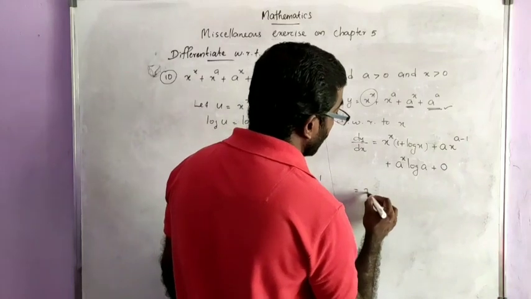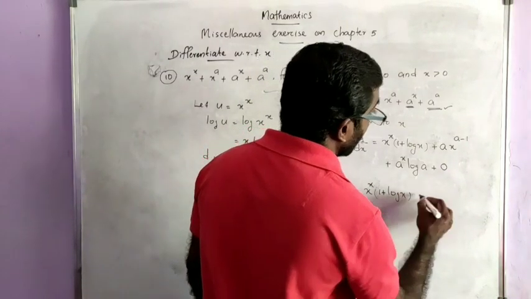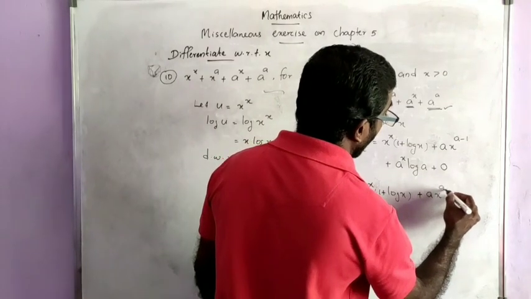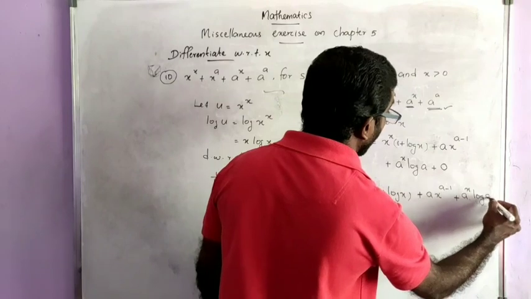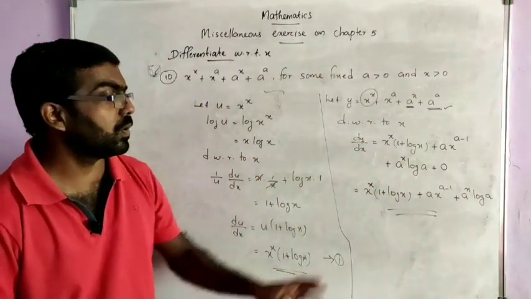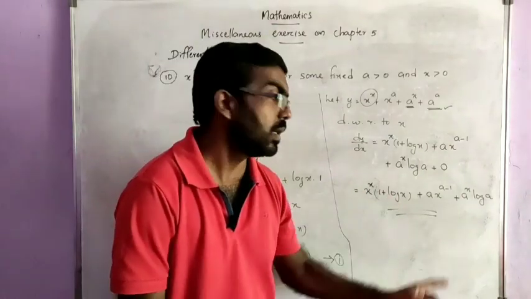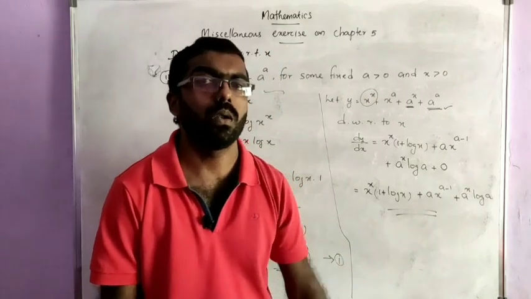So which is equal to x raised to x into 1 plus log x, then plus a x raised to a minus 1, then plus a raised to x into log a. Okay, that means dy by dx is equal to x raised to x into 1 plus log x plus a into x raised to a minus 1, then plus a raised to x into log a. Clear?